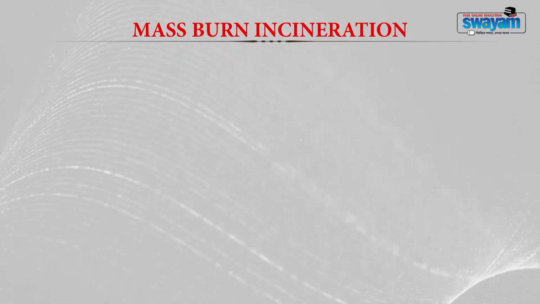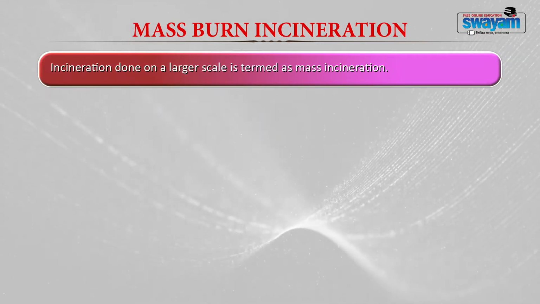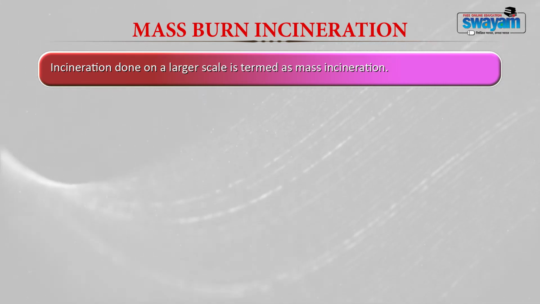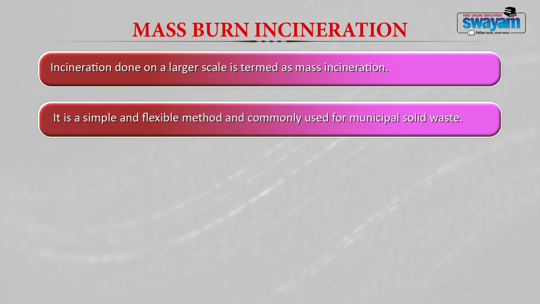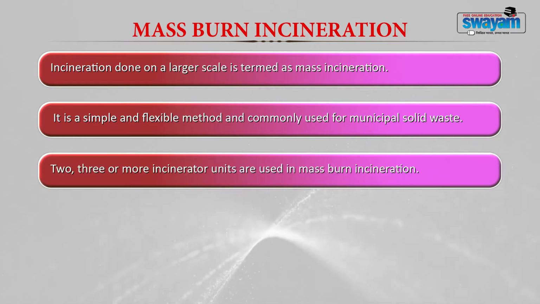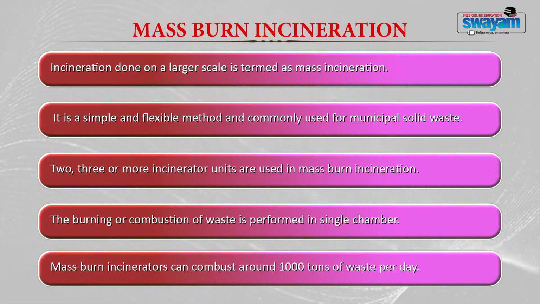Now, let us discuss mass burn incinerators. These are incinerators used for large scale burning of waste, and the process is called mass incineration. It is a simple and flexible method, generally used for municipal solid waste. Two, three or more incinerator units can be used in the mass burn incineration process, and the combustion of waste is performed in one single chamber. Around 1000 tons of waste per day can be combusted.